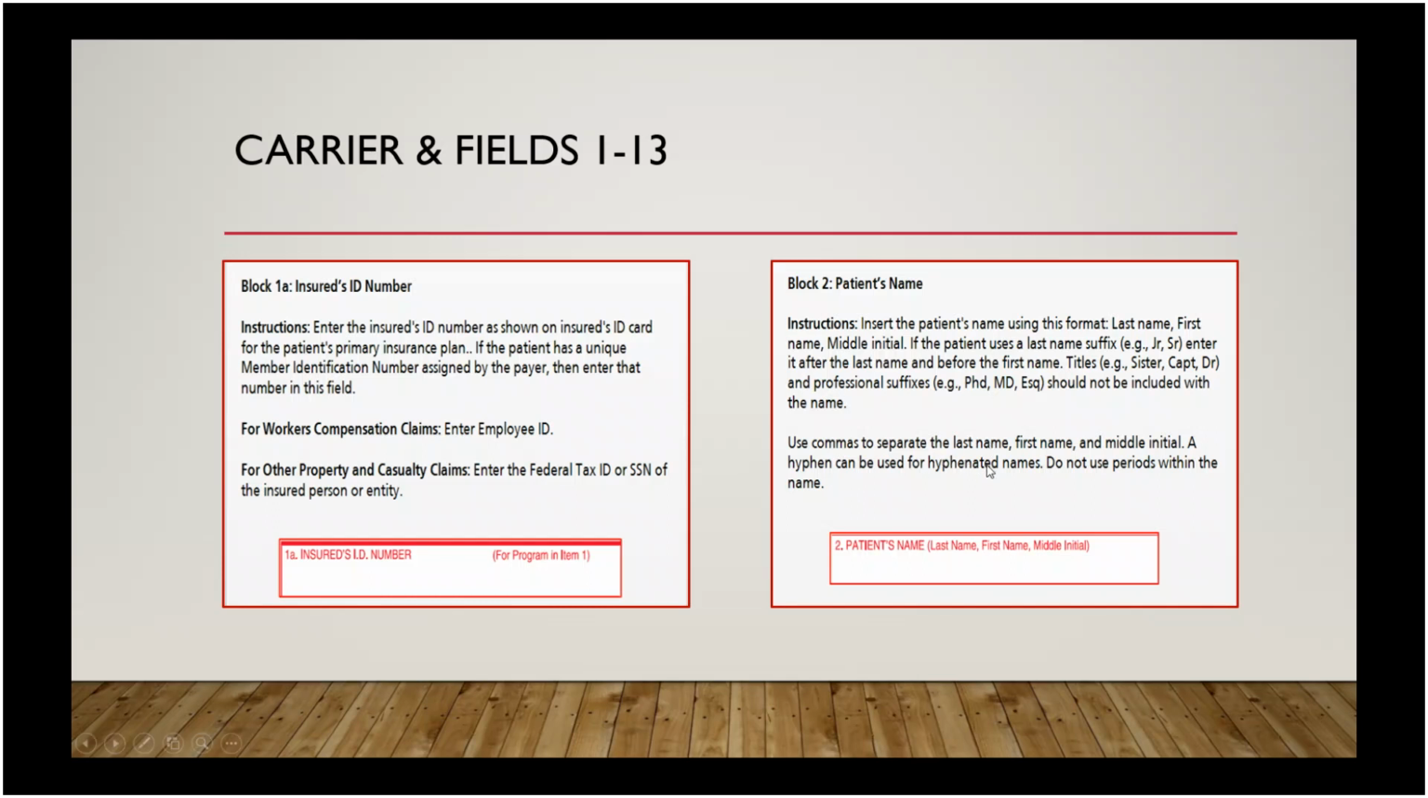Other information that is available for block 1A is TRICARE. You're going to enter the sponsor social security or VA file number. CHAMPVA, you enter your sponsor social security number or VA file number. Workers' comp is the employee ID, or workers' comp claim ID, or the employer's policy number. And then finally, the property casualty is the federal tax ID number, just as stated.